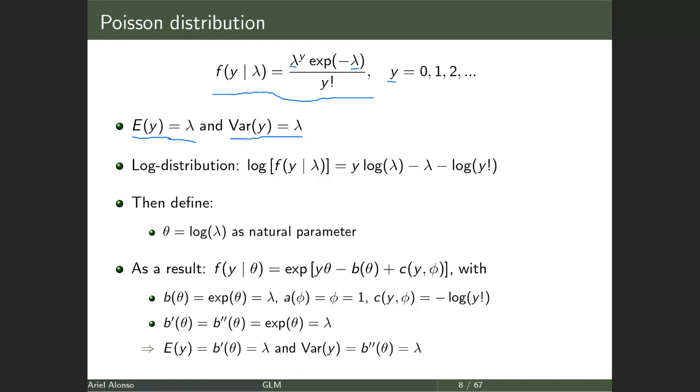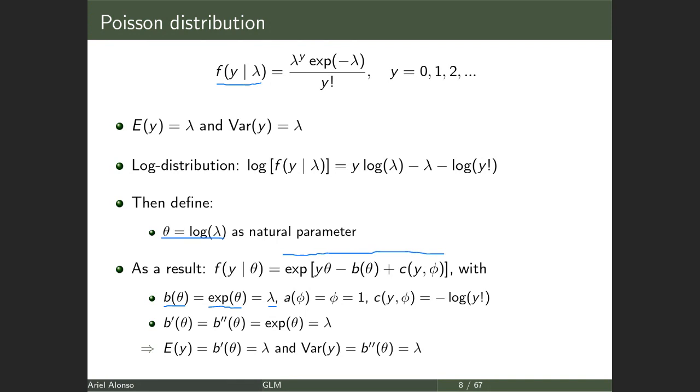And if you calculate the logarithm of the Poisson distribution, this is what you get. And now it's very easy to see that this is a special case of the exponential family. Just choose theta as the logarithm of lambda. Choose that as a natural parameter. And then you can see very easily that you can write the Poisson distribution in this way, which is the general shape of the univariate exponential family. You just have to choose b of theta as the exponential of theta, which is in this case equal to lambda, because we choose theta equal to the logarithm of lambda.